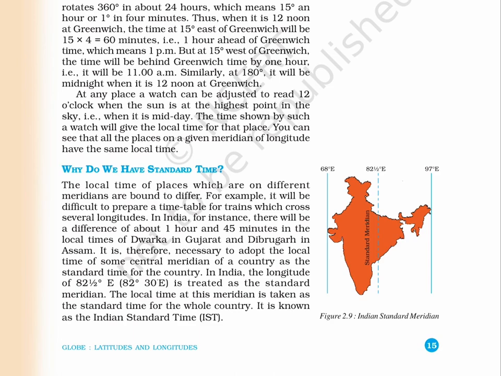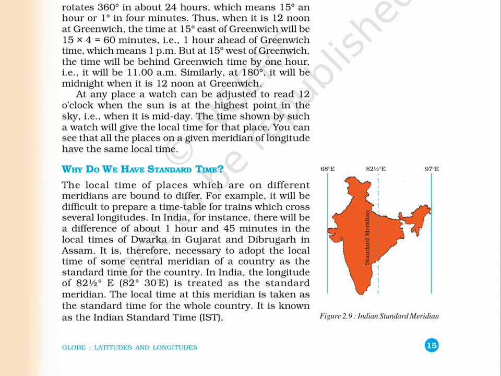Why do we have standard time? The local time of places which are on different meridians are bound to differ. For example, it will be difficult to prepare a timetable for trains which cross several longitudes. In India, for instance, there will be a difference of about 1 hour and 45 minutes in the local times of Dwarka in Gujarat and Dibrugarh in Assam.